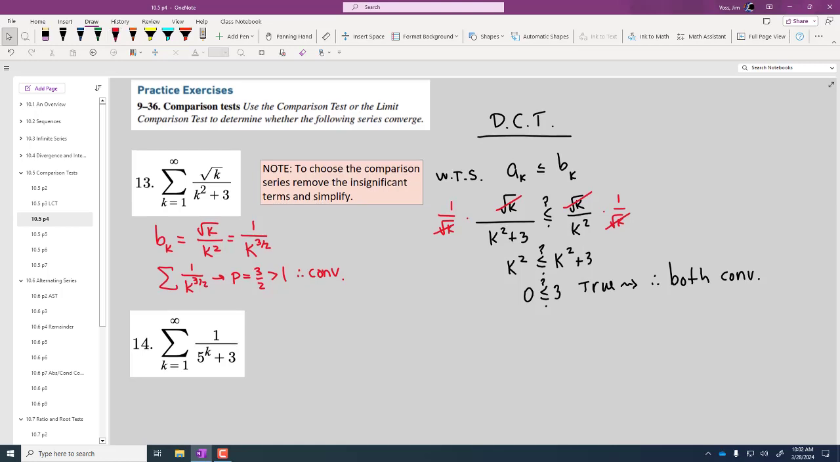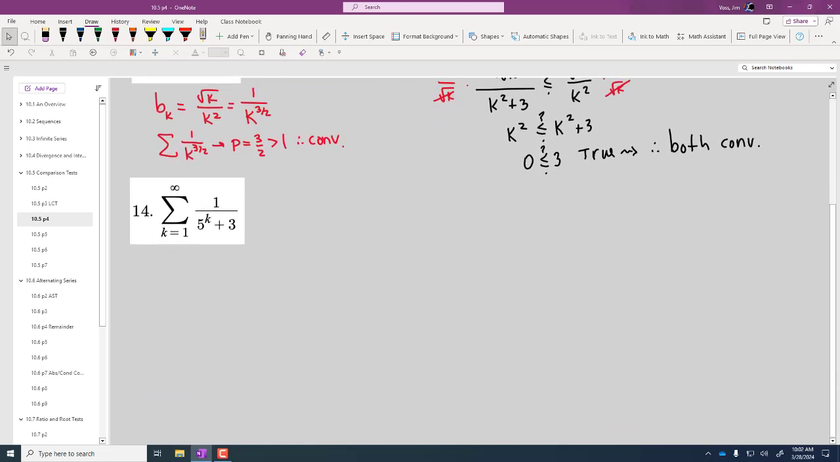All right, let's take a look at this thing. So the b sub k is actually a lot easier to choose than it may have seemed at first. Like, where do you get this b sub k series? Well, we're doing the same thing. We're going to say, okay, that 3 is insignificant, so we would like to compare it to, we're going to choose for our b sub k, just 1 over 5 to the k.